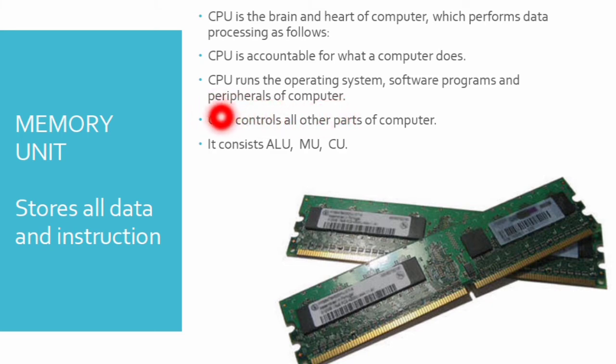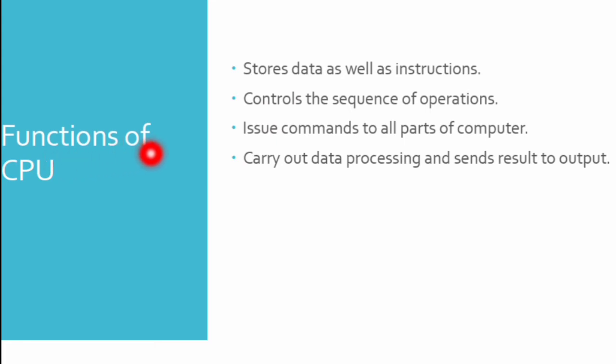Peripherals are what? Peripherals are the output devices and input devices, including secondary storage devices. Just like we take the example of keyboard and mouse, they are connected to CPU and CPU controls them. CPU controls all other parts of computer like speaker, printer, keyboard, mouse. These are all controlled by CPU. It consists of three units which help in managing it. These are ALU, MU and CU. This is also a storage device, a primary storage device. This is RAM.